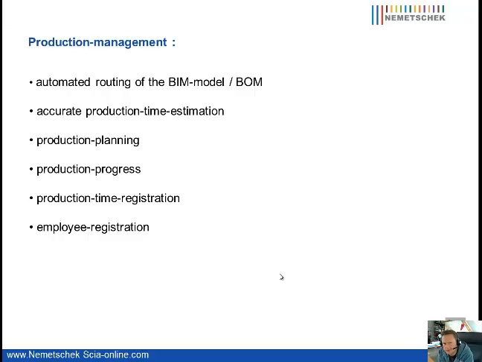Now, based on how the elements, the parts and the assemblies will be produced in the workshop, based on the routing, we do automatic or semi-automatic production planning. We can get the progress information and also how much time it took, so we do production time registration, and also, if wanted, employee registration, who did what and how much time it took him or her to do so.